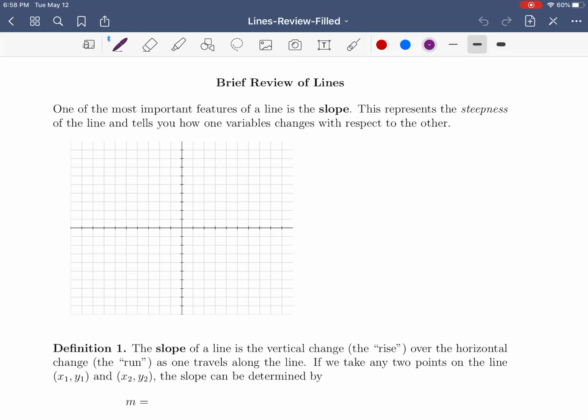One of the most important features of a line is the slope. This represents the steepness of the line, and it tells you how one variable changes with respect to another. Lines, and every equation that we're going to deal with in this class, actually have two variables. Usually an x and a y, but it could be others. So this tells you how one variable changes depending on how the independent variable changes. So let me just draw a random line here.